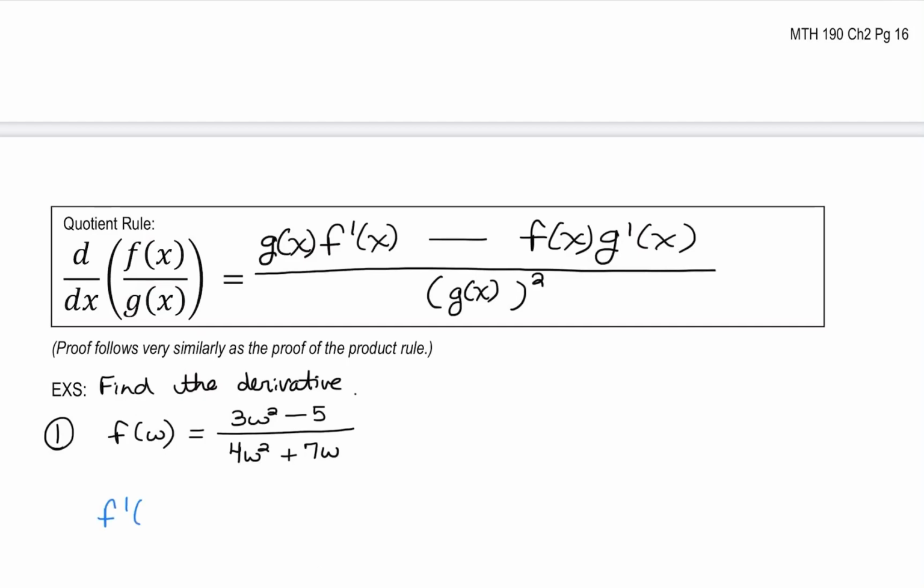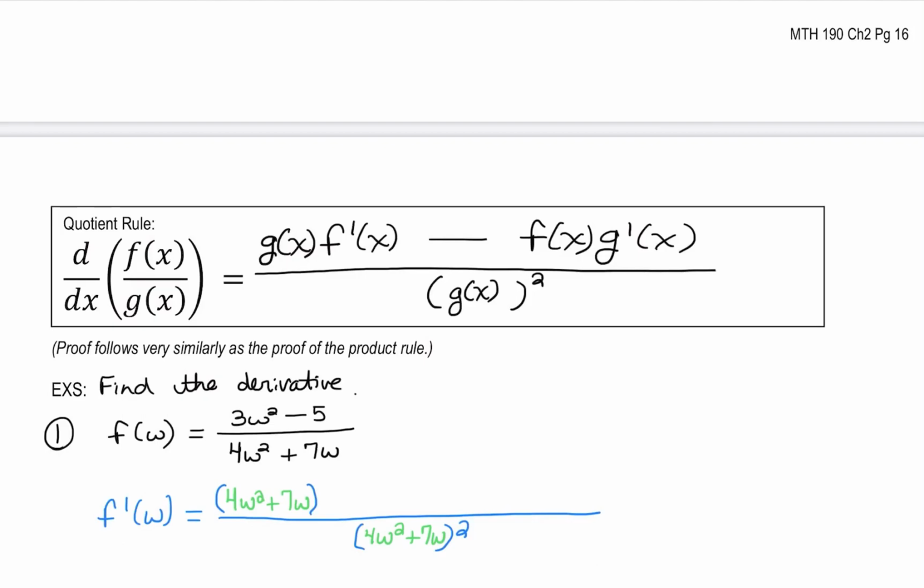So our f prime of w is going to equal, okay, so again, we're going to have a big old fraction bar here. And we are going to have that original denominator squared, and that is what goes in my new denominator. Now that's what I use as my prompt to say, oh yeah, the order matters, and I'm going to start with 4w squared plus 7w. I'm going to start with my denominator left alone in my numerator. That's kind of how I memorized it. Once I know that, the rest would fall into place.